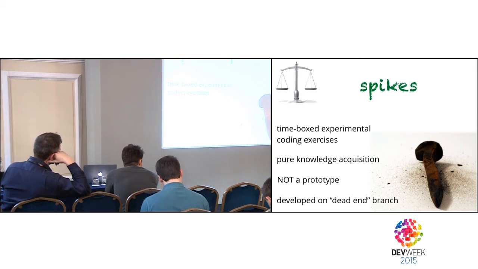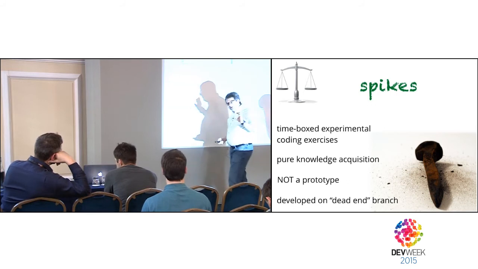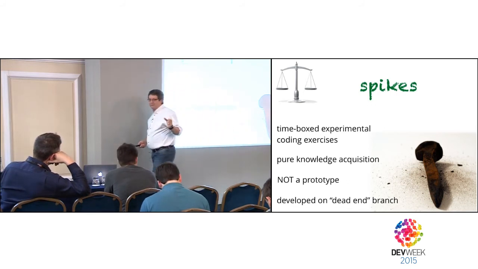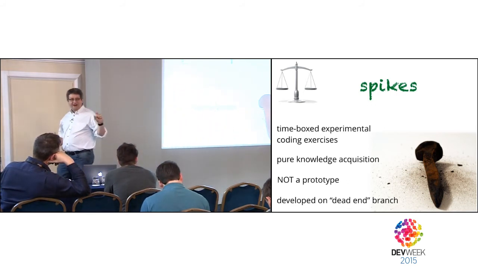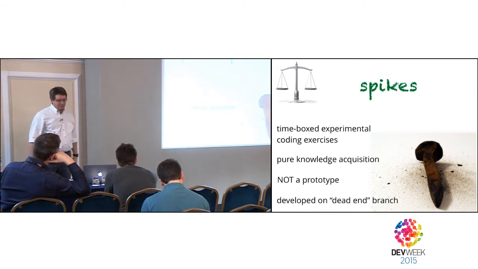You do this in a time box so you don't get this spinning out of control. This is pure knowledge acquisition about a single thing. Don't try to do a spike to learn five things at one time. You're better off doing five little tiny time-boxed spikes.